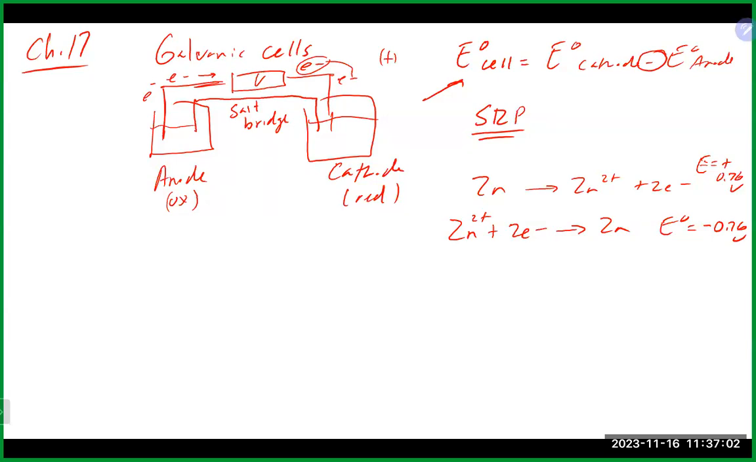We can identify which one is the cathode or the anode by looking at the SRP values, as long as we are not given any information about how the reaction is happening. We're not given an overall equation or told how the reaction is taking place. The more positive SRP value in a case like that should be your cathode. And then obviously the least positive one would be your anode.